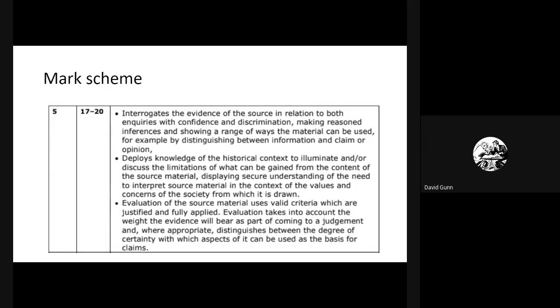So in terms of the general mark scheme, just quickly run through, this is the general mark scheme, level 5. So to get an A star, this is what you need to do.